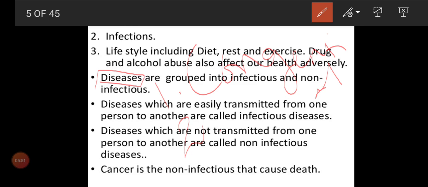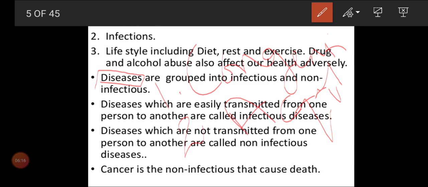For example, we will learn in genetics about color blindness and hemophilia. These are some genetical disorders, and they come under congenital diseases. Is that clear, children? So second is acquired. What we get from our environment after birth, we call acquired diseases.